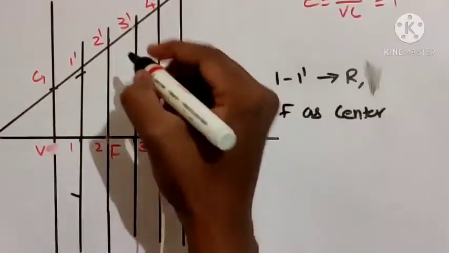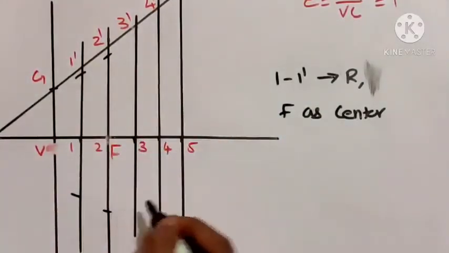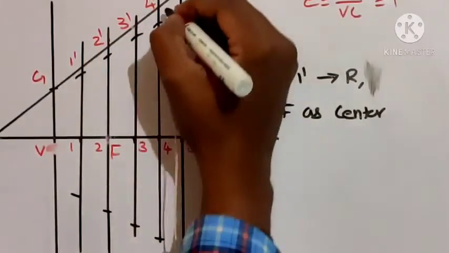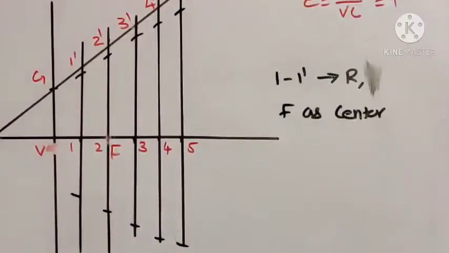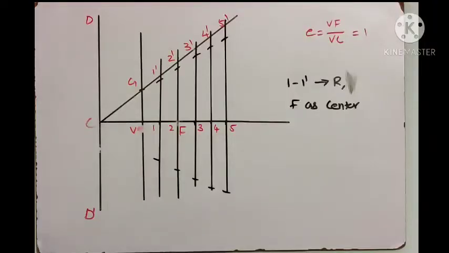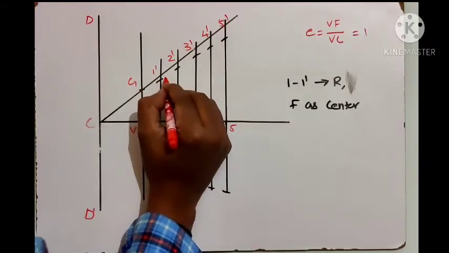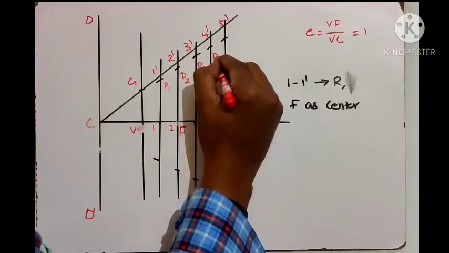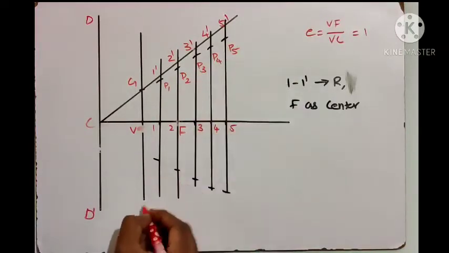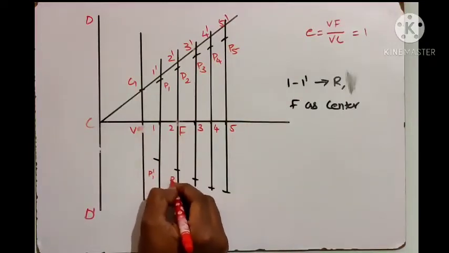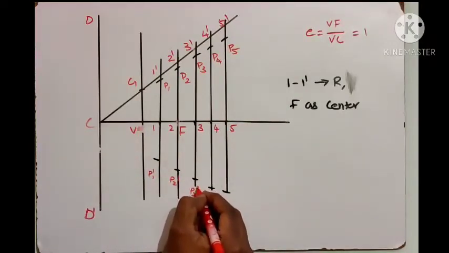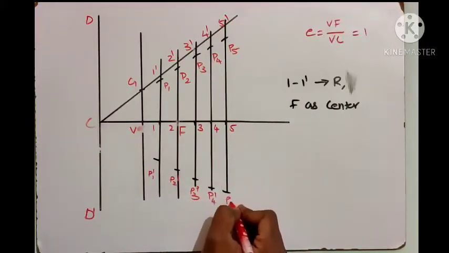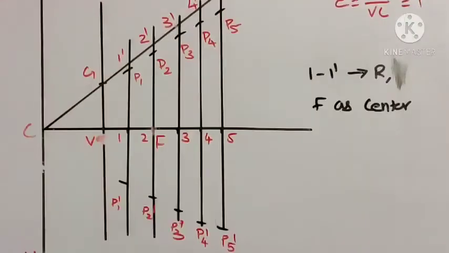Similarly, I'll do it for the other points 2, 3, 4 and 5. Then I need to name these points. Let's take these points as P1, P2, P3, P4, P5. This is P1 dash, P2 dash. You can use your convenient naming, I'm not forcing you to use the same naming. But what I suggest is you should name all the points.